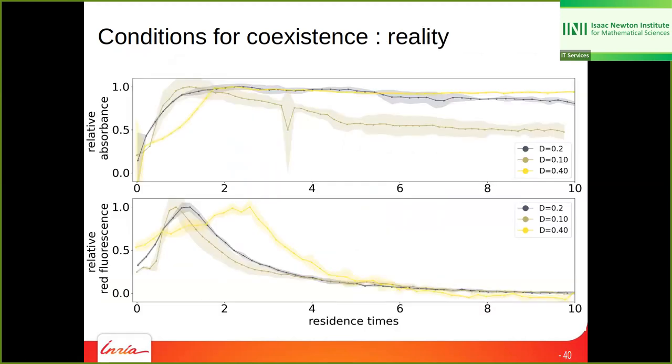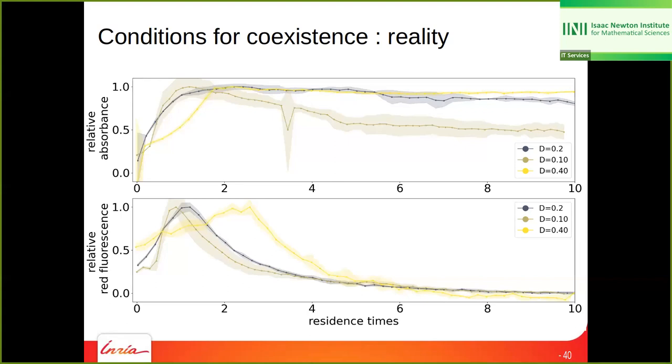Here's the absorbance and the red fluorescence over time, where I normalized the time for the dilution rate. It makes sense that if you grow at a low dilution rate, you need a longer time to reach any sort of steady state. So it's time times dilution rate, which corresponds to residence times, how many times the reactor volume is exchanged. What you see is that the absorbance reaches, for each of the three different dilution rates, a different steady state, but it seems quite stable.